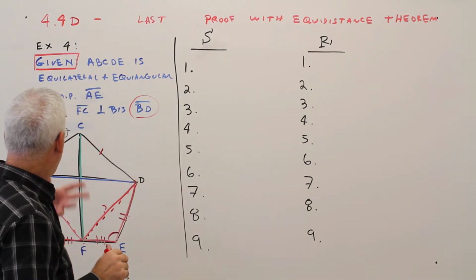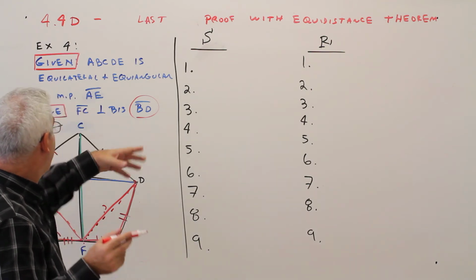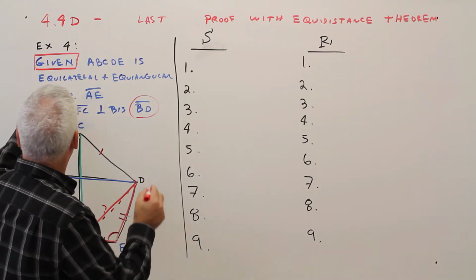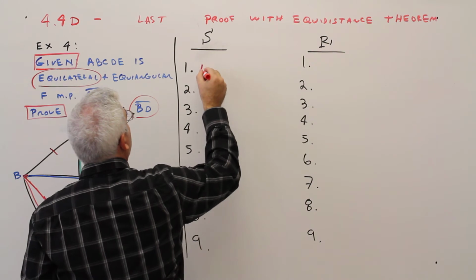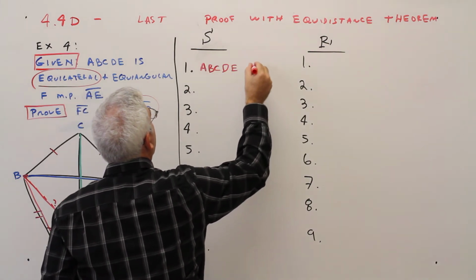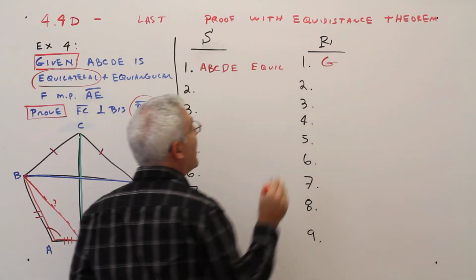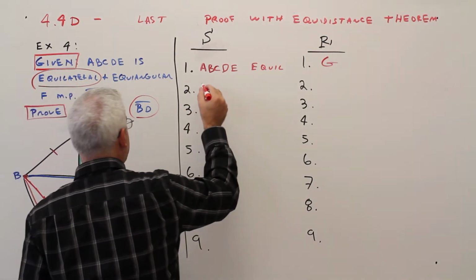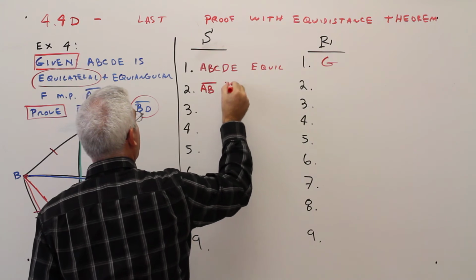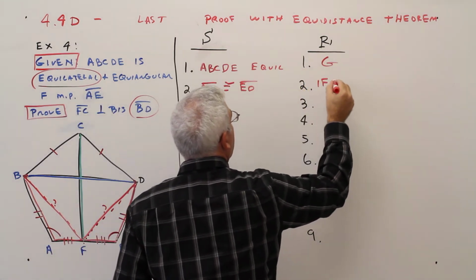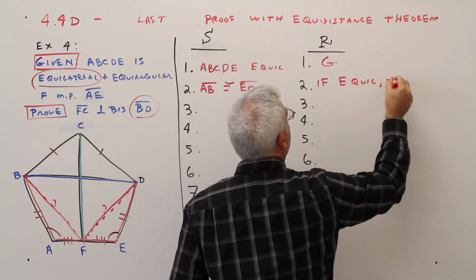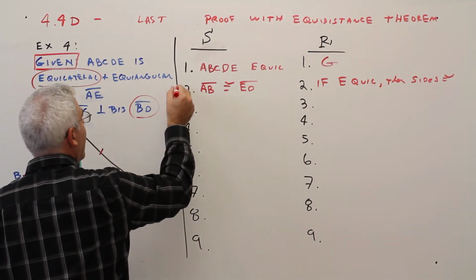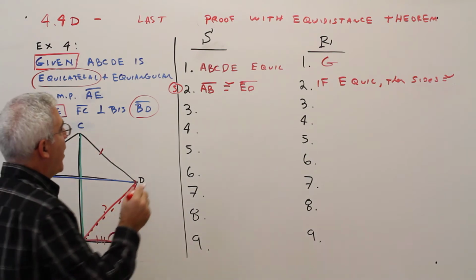I'll get the triangles in SAS order, and then I'll get the points at some point. So let's try to get the triangles first. I better say that I'm equilateral. ABCDE is equilateral, given. From that, I got AB congruent to ED, if equilateral, then sides congruent. Okay, and I'm going to take credit for a side. Now I'm going to say I'm equiangular.